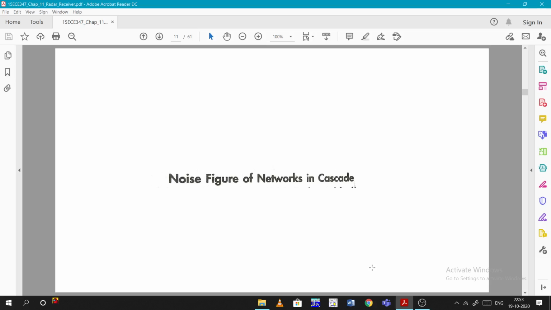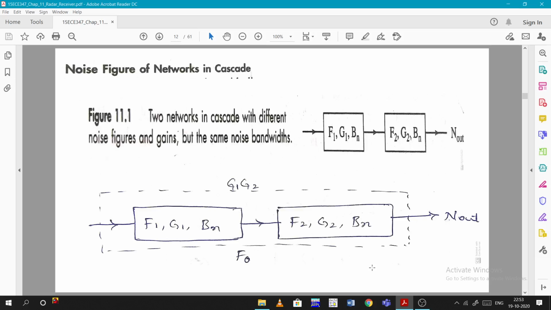So now what happens if we cascade these networks? Suppose we take two networks, one with noise figure F1, gain G1 and bandwidth Bn, and the other with F2, G2 and Bn. So both networks have the same noise bandwidth. The only variation is in the noise figure and the gain.